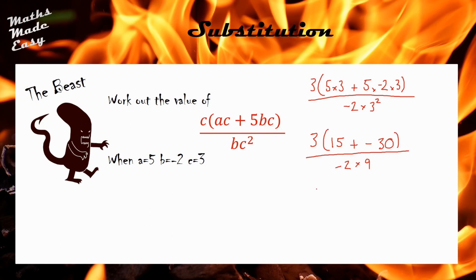So what I'm going to have here is 3 multiplied by 15 plus negative 30 is negative 15, and that's going to be divided by negative 18. 3 times negative 15 is negative 45, divided by negative 18, which is positive 2.5, and that's the beast tamed for this one.